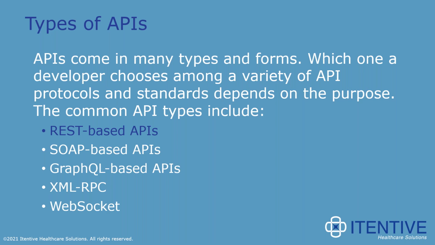Now, there are different types of APIs, and they come in many shapes and forms. A developer chooses among a variety of API protocols and standards based on the purpose of what they're making that API for. The common API types include a REST-based API, a SOAP-based API, a GraphQL-based API, an XML-RPC, or a WebSocket. Don't worry, I'm not going into all of these types of APIs. I will focus on the one that is used in healthcare most often, which is the REST-based API.